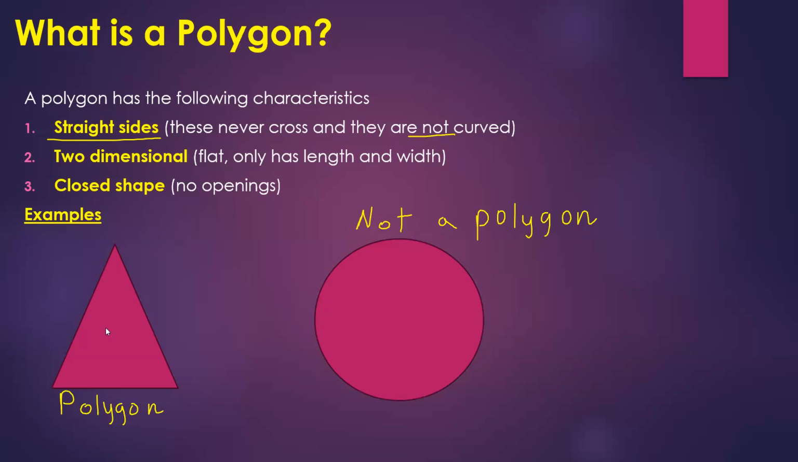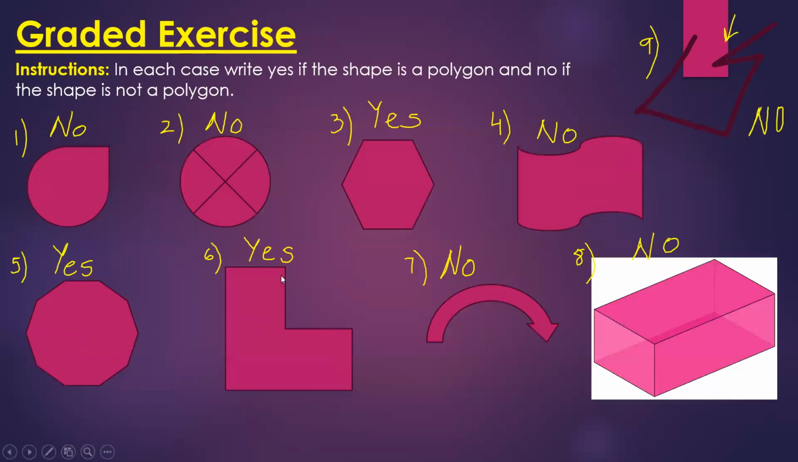So this shape right there is a triangle, and it is a polygon because it has straight lines, straight sides. It's a closed shape. It has no opening, and it is flat, right? So moving right along, let's go on to number 1. Chai, why is number 1 not a polygon?